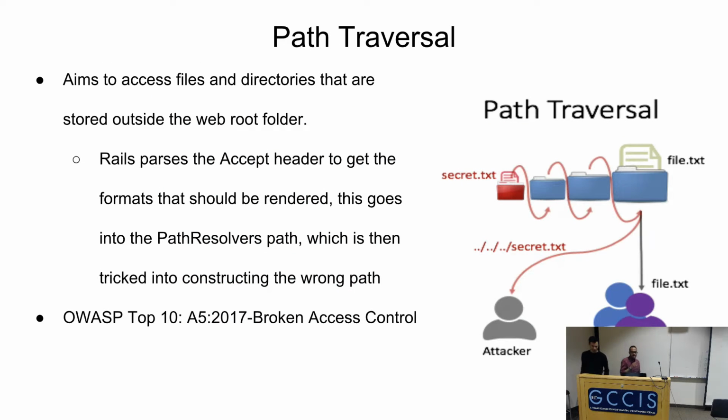So this vulnerability is a path traversal vulnerability. It aims to access files and directories that are stored outside the web root directory. When you install Ruby on Rails, there's a main directory where the web application actually runs from. But the way Rails does rendering for files is that to find the format of the file, because you can render multiple formats, it actually goes outside the root directory. And that allows you to render different files on the system that you're not supposed to have access to. It's an OWASP top 10, number 5, broken access control.